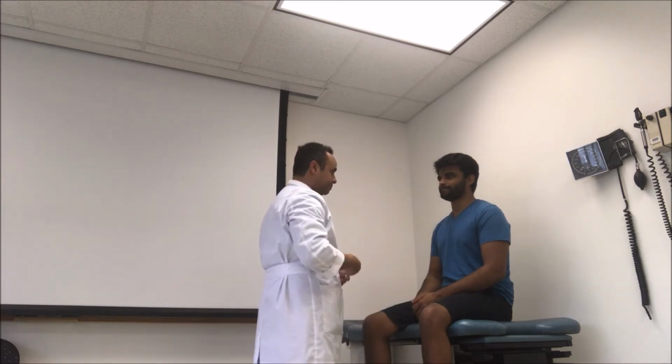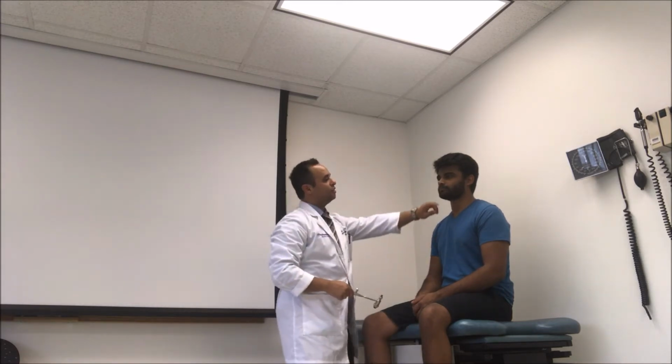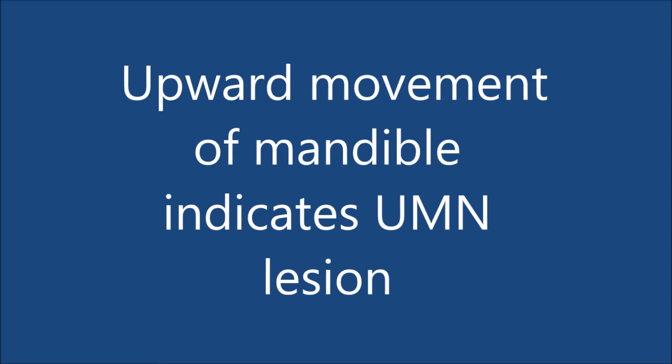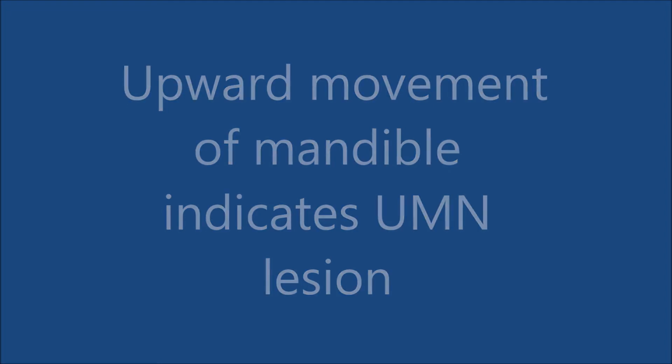Additionally, you can perform the jaw jerk test, which is done when the patient's jaw is open. You're going to place your fingers over the chin and gently tap. Note any upward movement of the mandible, as this would indicate an upper motor neuron lesion.